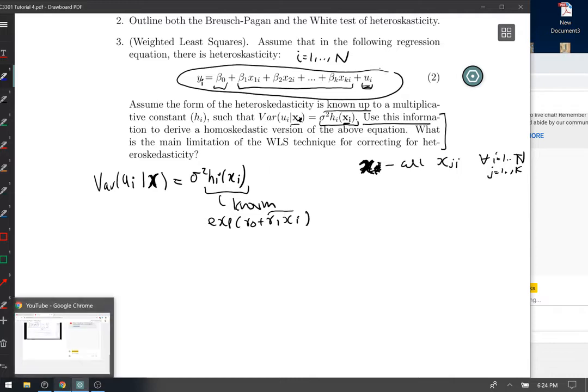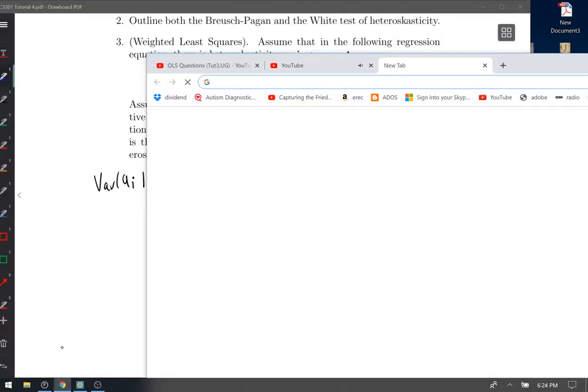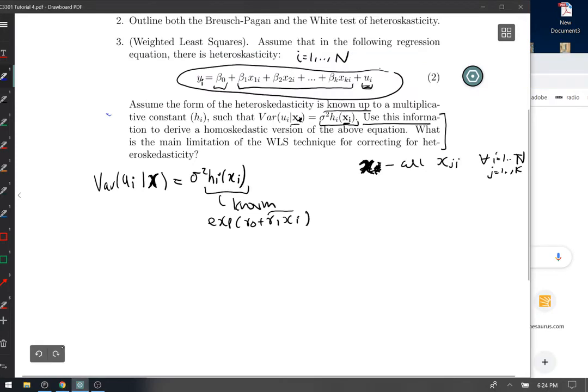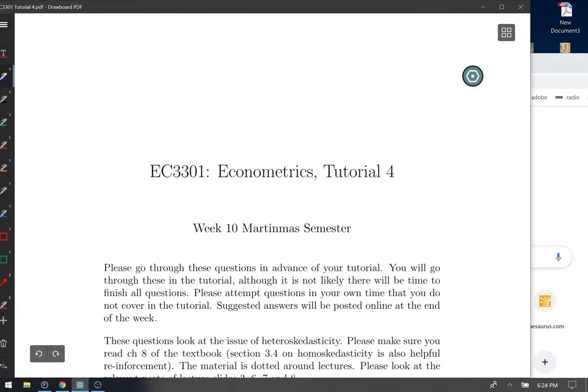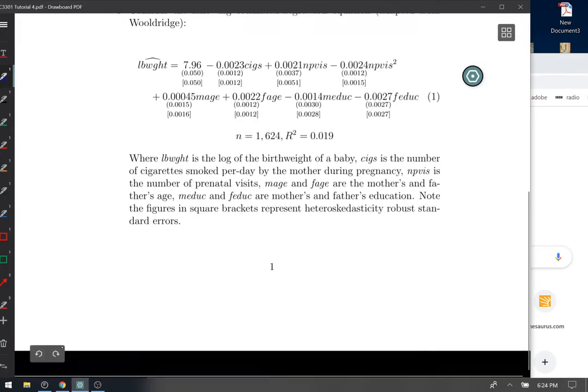What did the solution put? I mean, there's no other. That's the main one. The main limitation is that you don't know what the weights are in general. But of course, this question told you that you knew what they were. So that will be the main limitation: you don't know the form of the weights, and you've got to estimate them in practice. Okay. So what about tutorial 4?